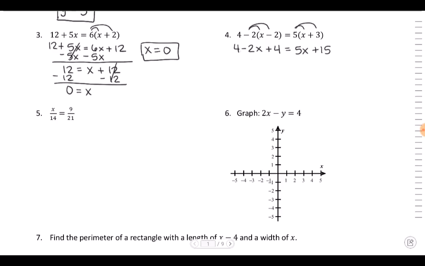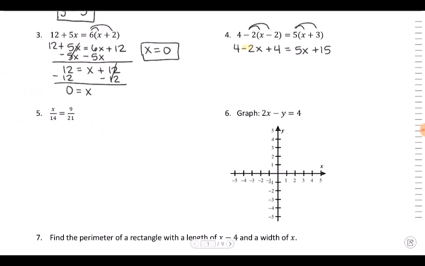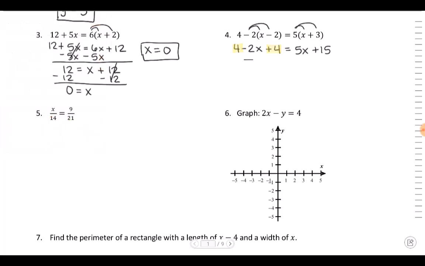Okay, now I can combine on my left-hand side here. I see that I have a 4 and a positive 4, which are like terms. So I'm going to go ahead and combine those, and we get 8 minus 2x equals 5x plus 15.